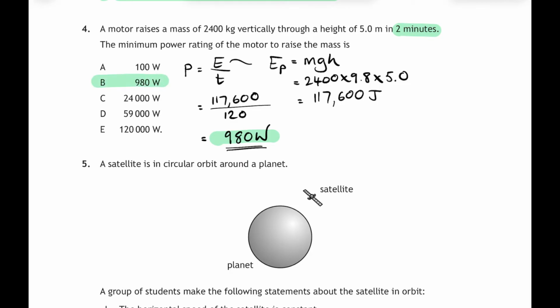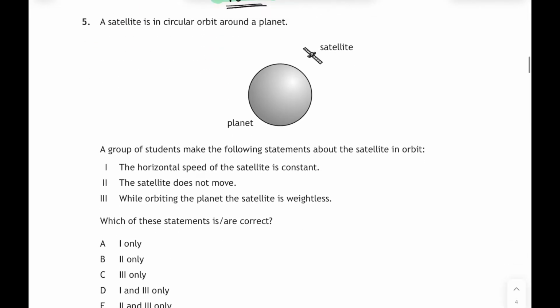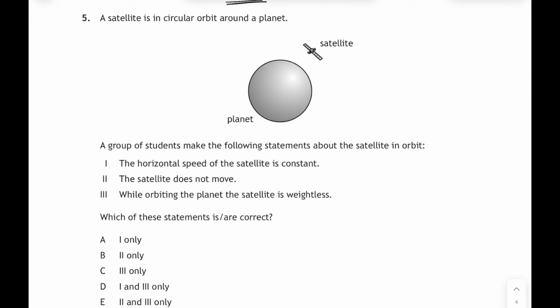And watch out, because if you don't change your time into seconds, then you'd get an answer of 59,000, which is a wrong answer. That's sneaky. They always put the right wrong answers in. Watch out for that. Question 5.